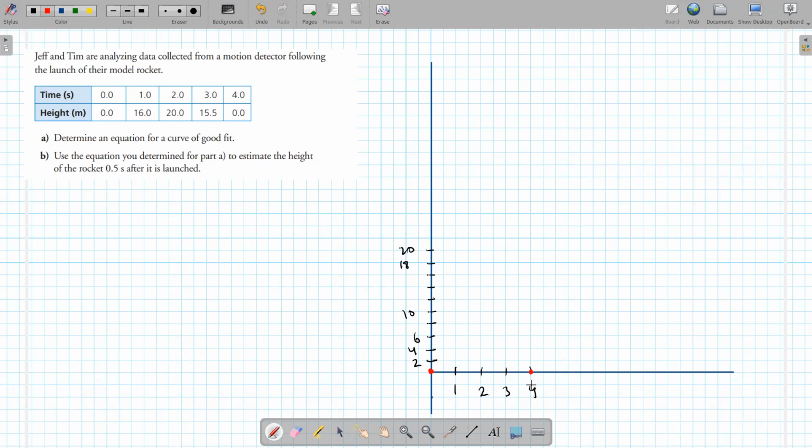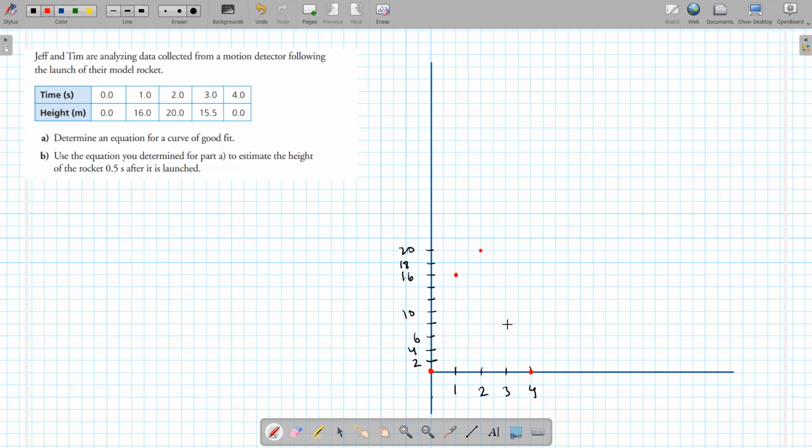Factored form, because we have the x-intercepts. Now the next point is (1, 16). 16 was here, so 1, 16 is there. Then (2, 20). Now that's going to be our vertex. We can always use the vertex form as well because that's the tallest point on the curve.